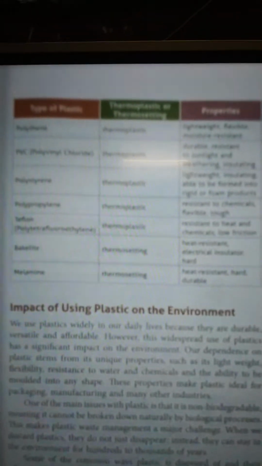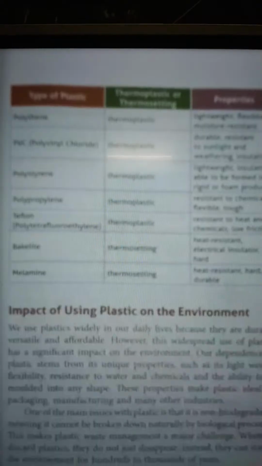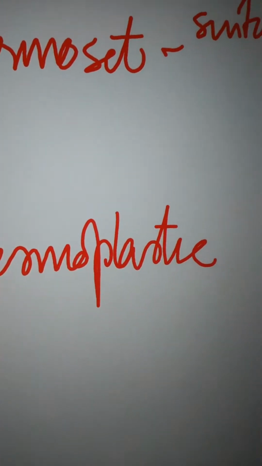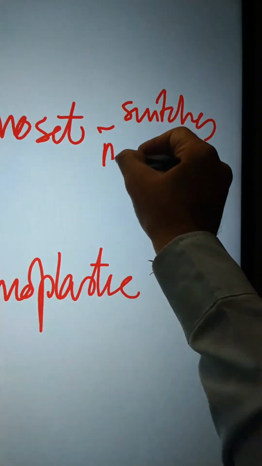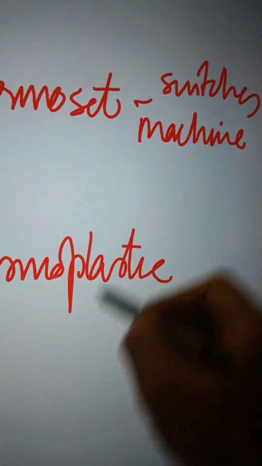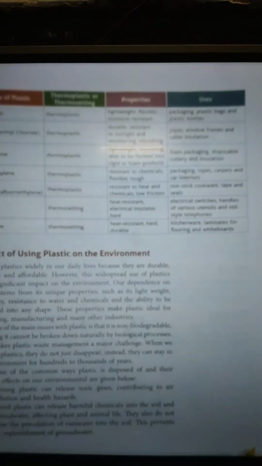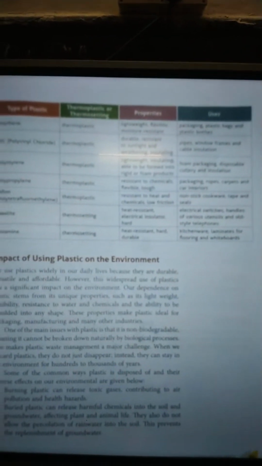Now you can see this in your book. This slide is not clear, but regarding uses of plastic, we have read that there are two types you have to remember: thermoset and thermoplast. We have read that thermoset plastics are used for making switches and machine parts. The table which is given on the next page describes the properties which we have read just now.